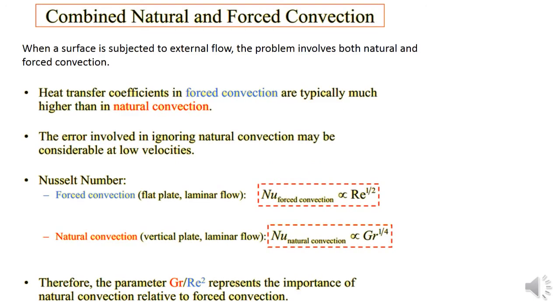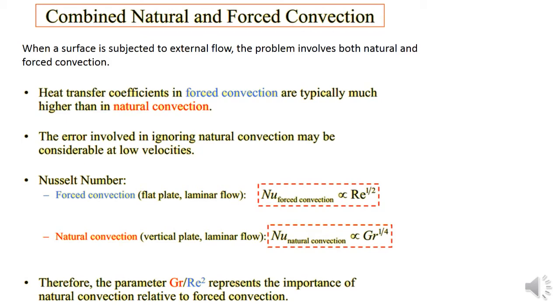Combine natural and forced convection. When a surface is subjected to external flow, the problem involves both natural and forced convection. Heat transfer coefficients in forced convection are typically much higher than in natural convection. The error involved in ignoring natural convection may be considerable at low velocities.